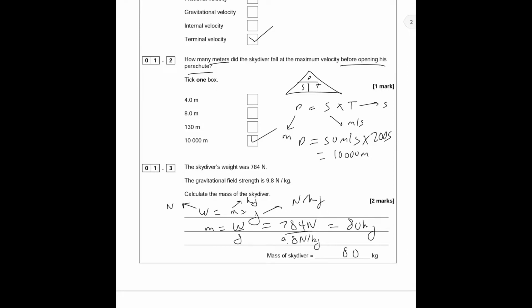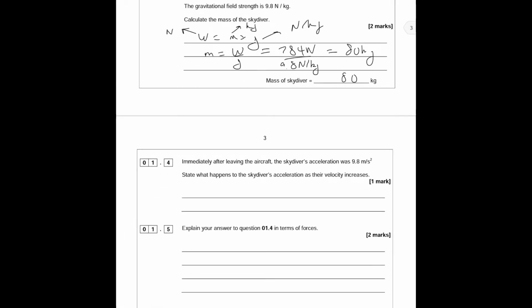Next question. Immediately after leaving the aircraft, the skydiver's acceleration was 9.8 meters per second squared. State what happens to the skydiver's acceleration as their velocity increases. As the velocity increases, the acceleration will decrease. This is because of air resistance. There is nothing else to that.